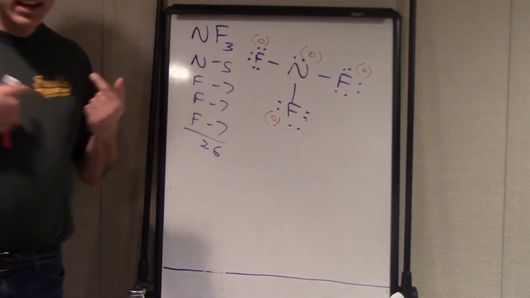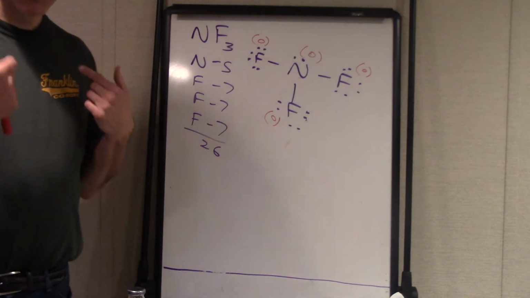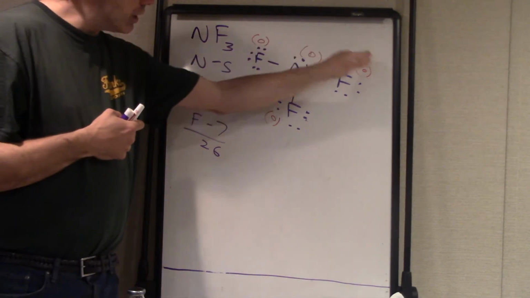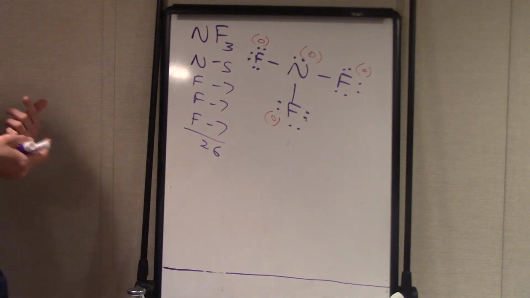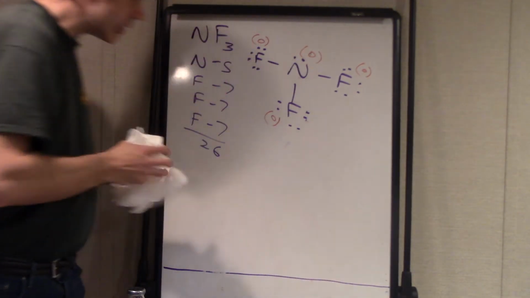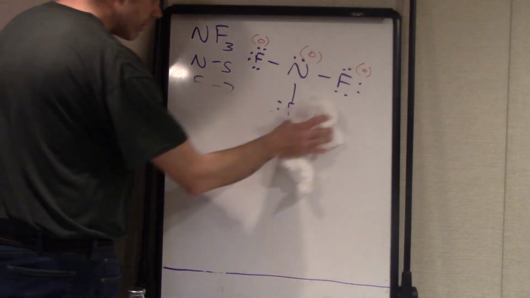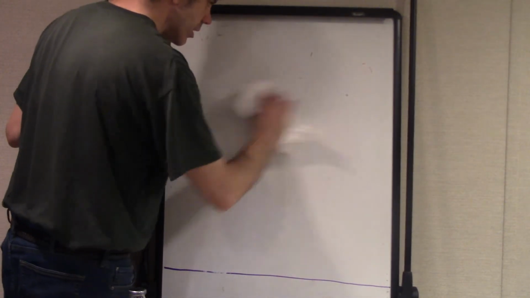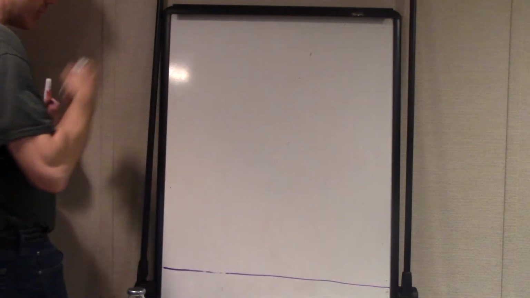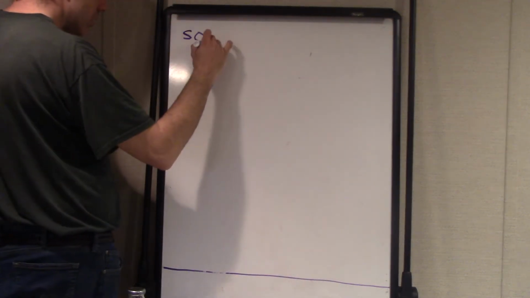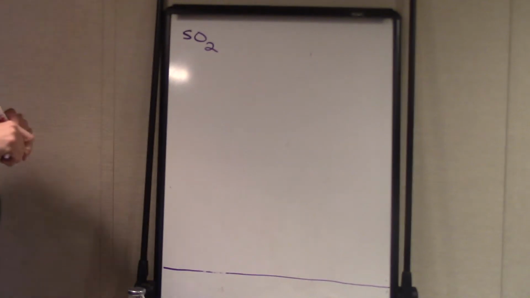I want to do another example of calculating formal charge, because they won't always come out to be 0. I want to use an example where you're going to see some pluses and negatives. I'm going to pick one that we've also already looked at, which is SO2.